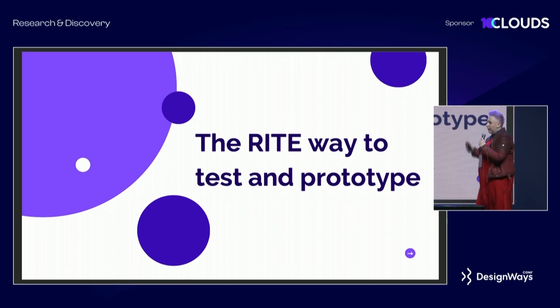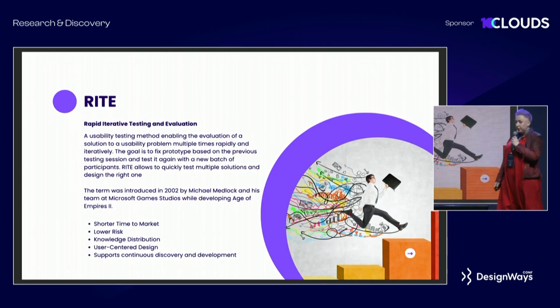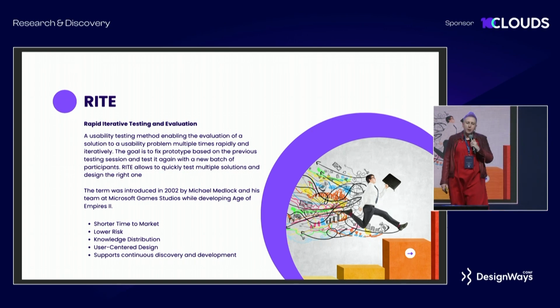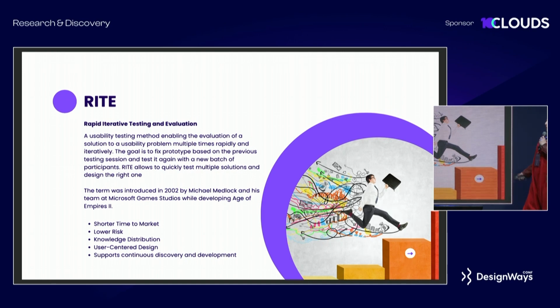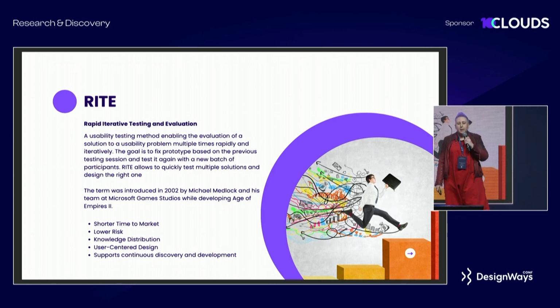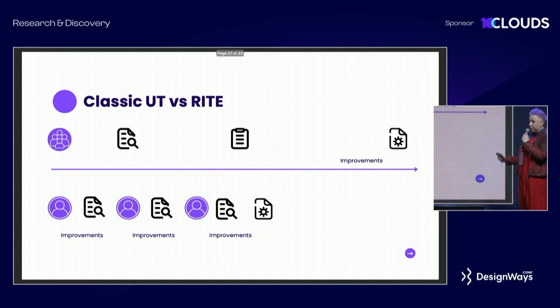And creme de la creme, RITE research, how is it different from usability testing? We shorten time to market, so we deliver results quicker, we reduce the risk. This is something that business reacts to very nicely. We can distribute knowledge because finally it's not closed in our report. You don't need to worry how to democratize knowledge in organization because it will naturally become a part of what's going on in the organization and what is being talked about. We have user-centered design, and we can support continuous development and continuous discovery, which is something we all dream about.